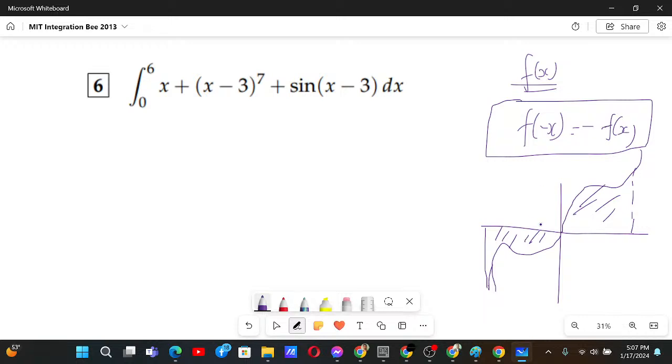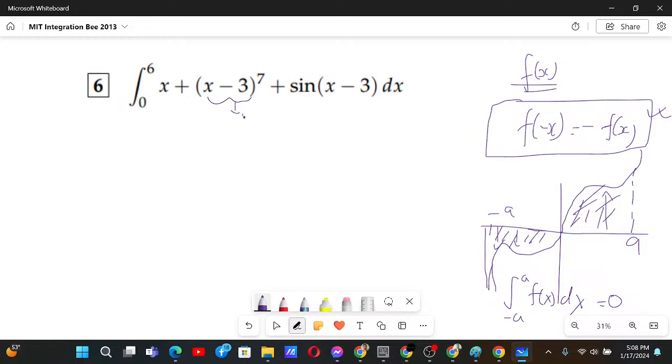This actually means that for negative x values the height is just negative, and for positive values it's positive. Since these two areas are equal by this definition of an odd function, if we go from some point minus a to some point plus a, both areas will be equal, so they cancel out and the integral will be 0. So for an odd function, in a symmetric domain from minus a to a, the integral will be 0. Yeah, so that's one thing. Now let's try to solve this.